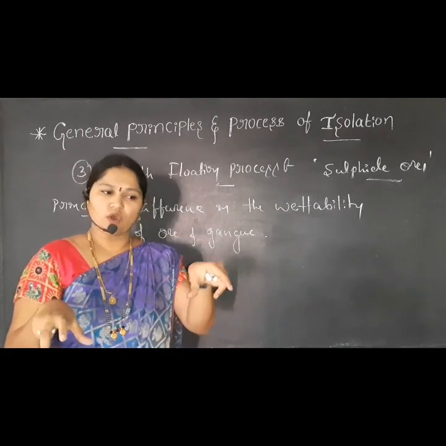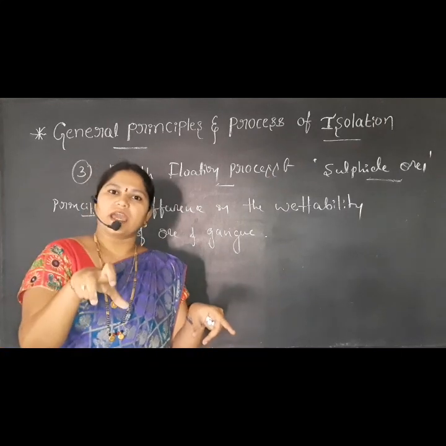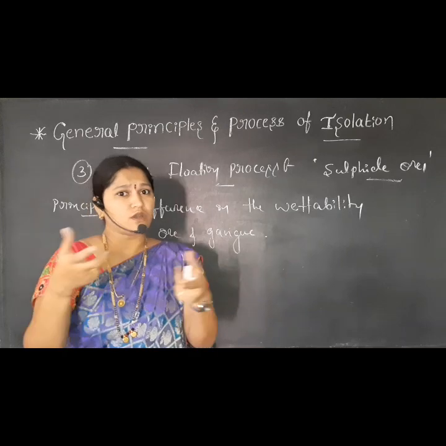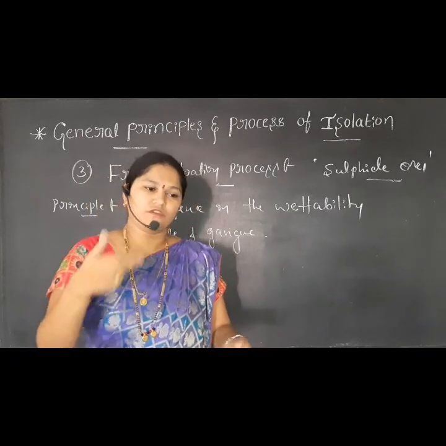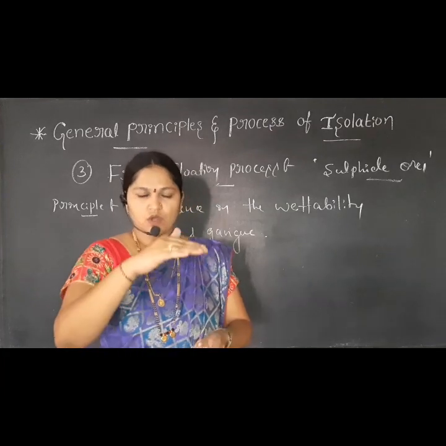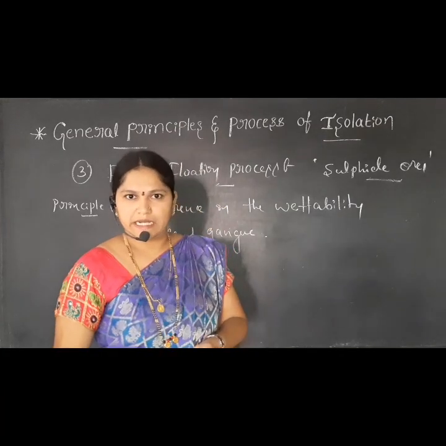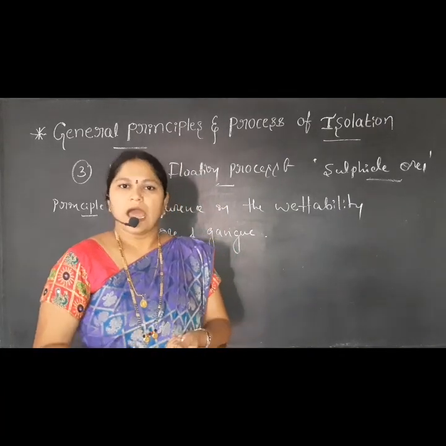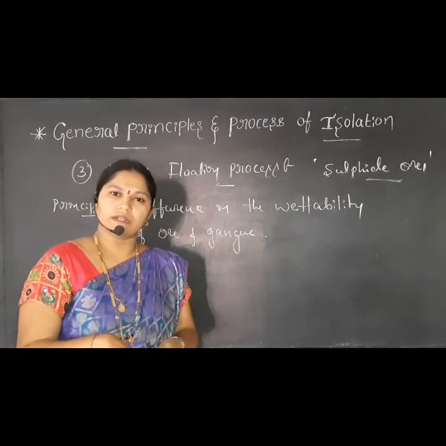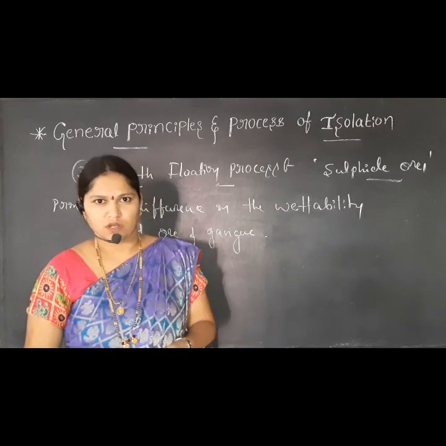In this, the ore will be soluble in oil, whereas gangue particles get soluble in water, and we know that oil and water will not mix with each other. So if you mix oil and water, definitely it forms two layers, right? The oil will be on top and the water at the bottom, due to the difference in densities. And in oil only our sulfide ores get soluble, while in water the unwanted gangue particles get soluble.